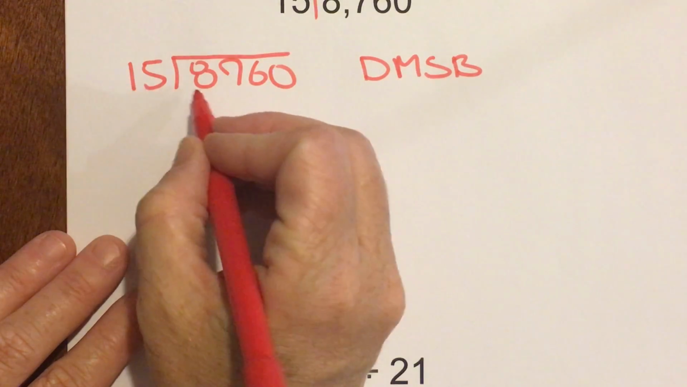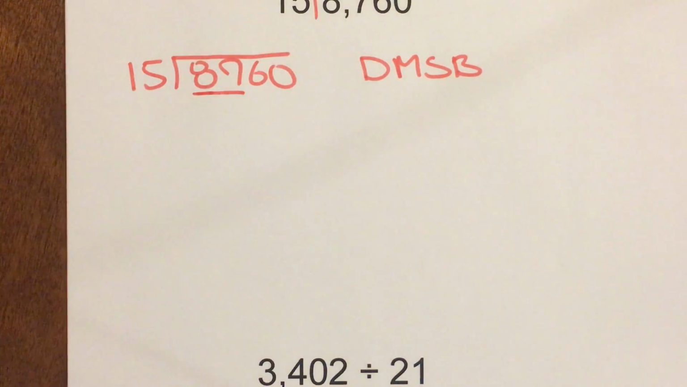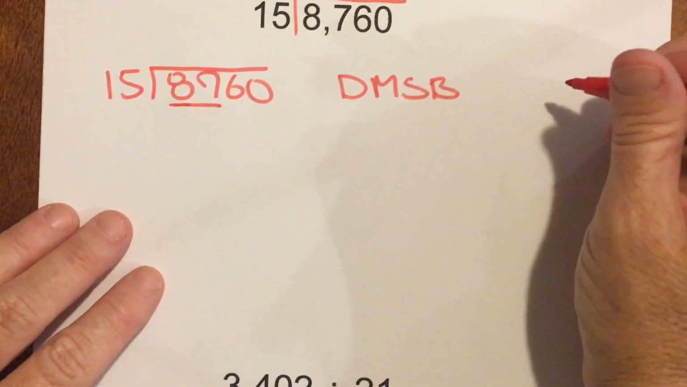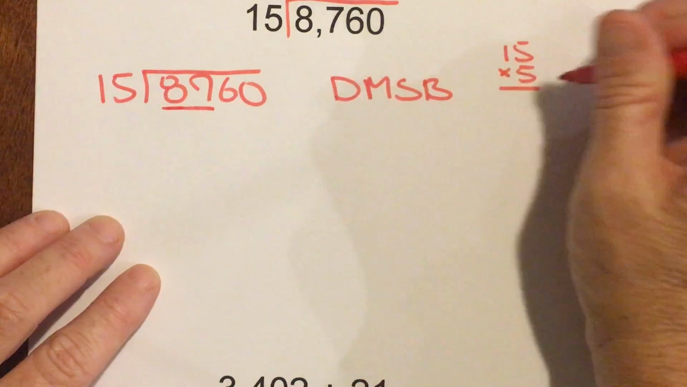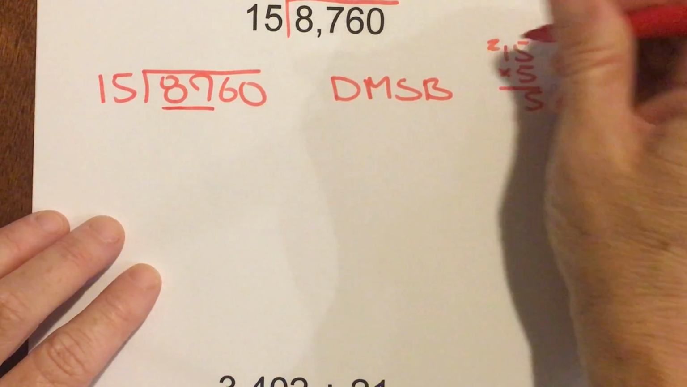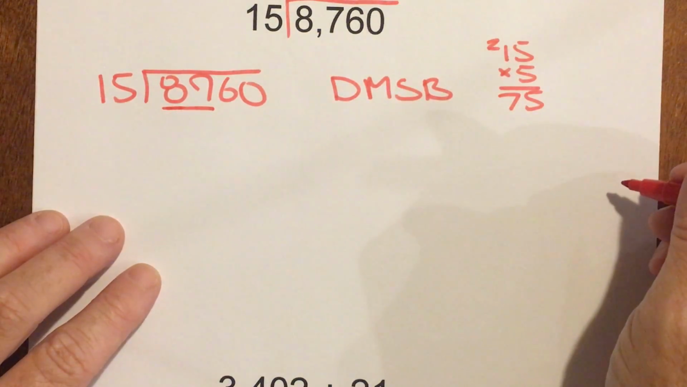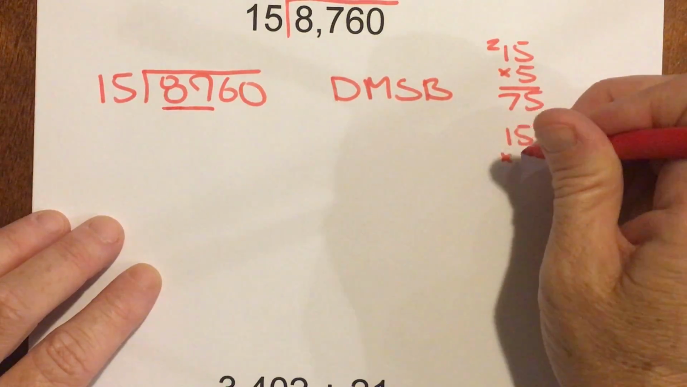So, can 15 fit into 8? No. Can 15 fit into 87? Yikes. Again, I don't have basic facts to help me, so I might just need to take a guess. So I might come over here on some scratch paper and try. If you really have no idea, 5 is always a good place to start. So 5 times 5 is 25, and I can put a 2 there. 5 times 1 is 5, plus 2 is 7. 75, that's pretty close. I could try 6 if I wanted.